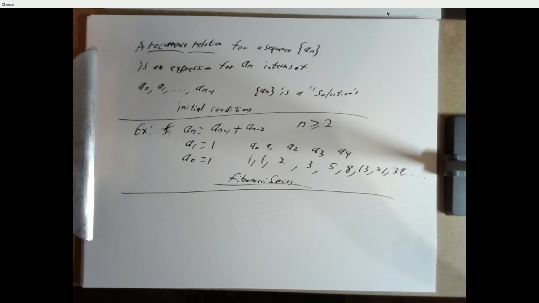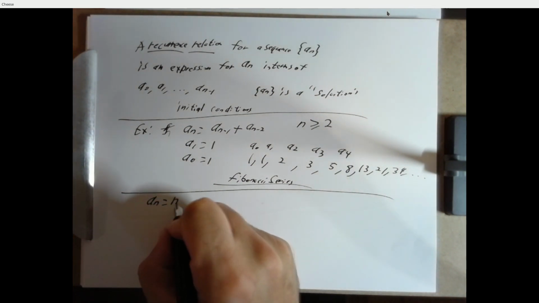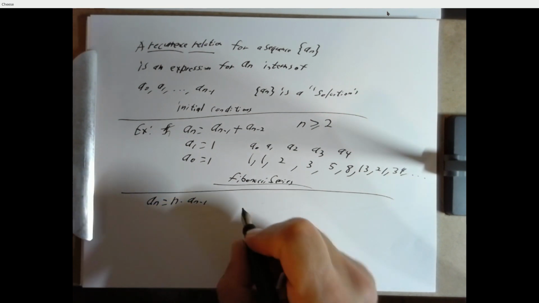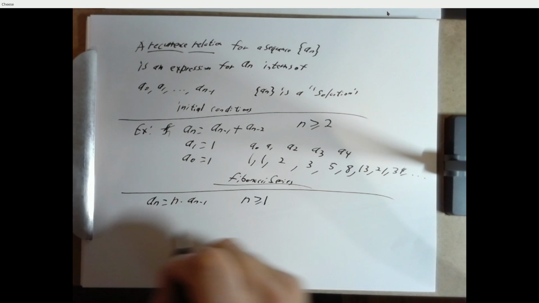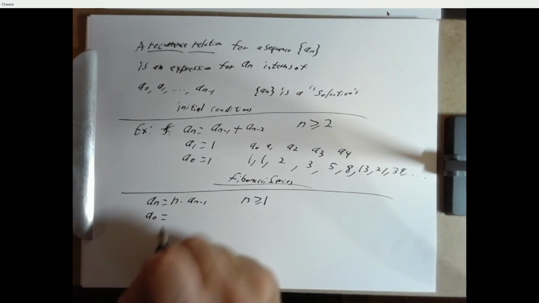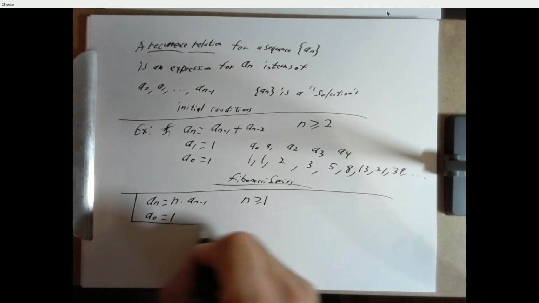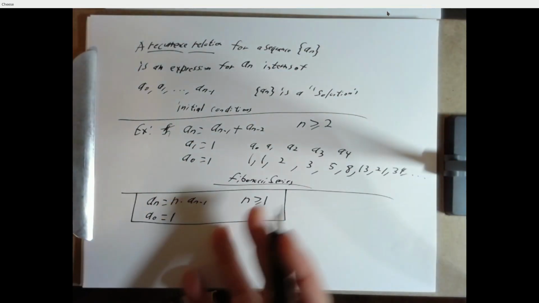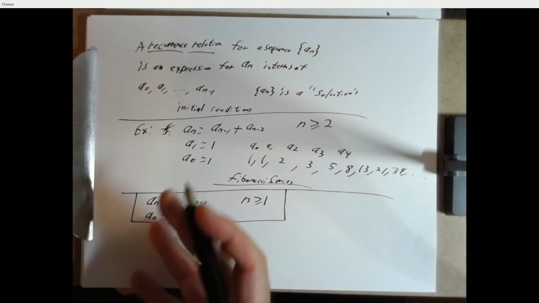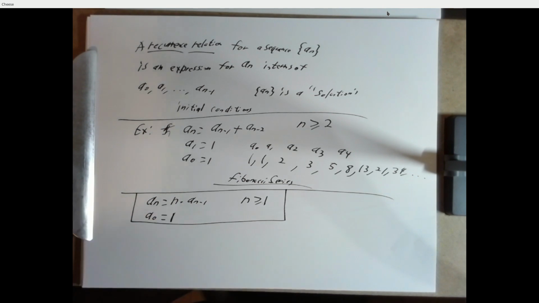But there are other ways that we can use this recurrence relation for things that we're already familiar with. For example, I might define a sub n is equal to n times a sub n minus 1, for n bigger than or equal to 1, and I might define a sub 0 is equal to 1. What does this recurrence relation define? What's the solution for this recurrence relation? What's the sequence which satisfies this recurrence relation and this initial condition?